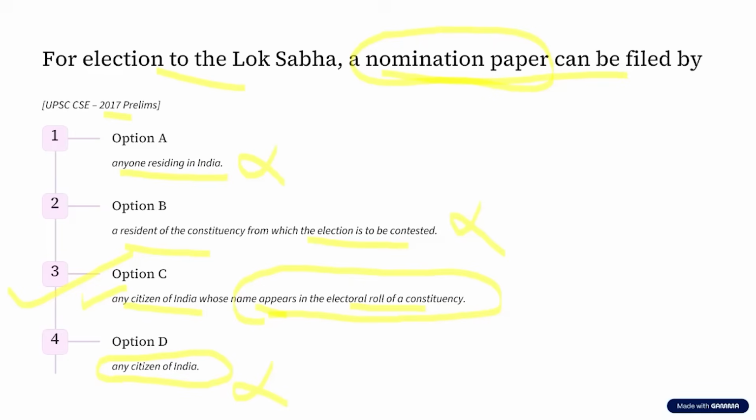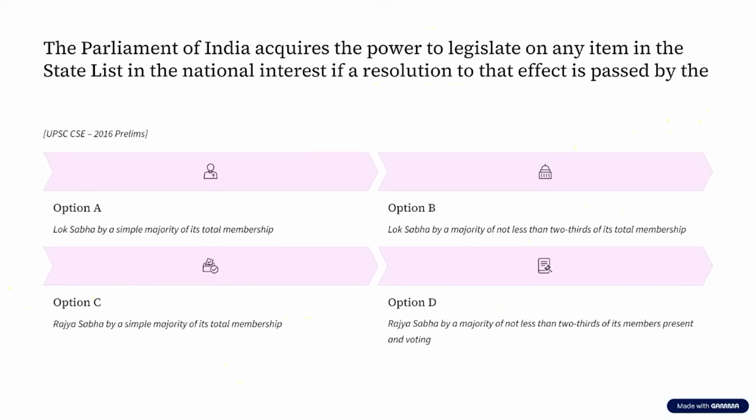What is the other qualification criteria? Any person who wishes to file the nomination for Lok Sabha has to be of how many years of age? 25 years of age. And for Rajya Sabha, it is 30 years of age. Similarly, in the state legislative assembly election, it is 25 years. And in the state legislative council election, it is 30 years. Now, let us go to the next question.